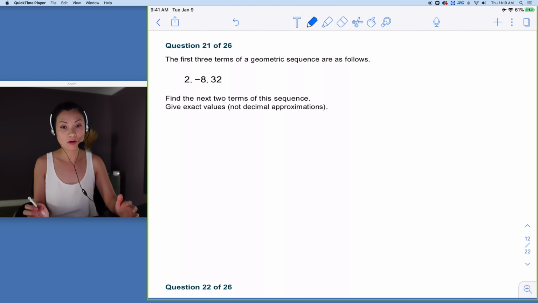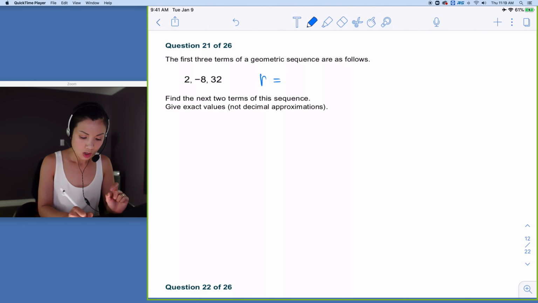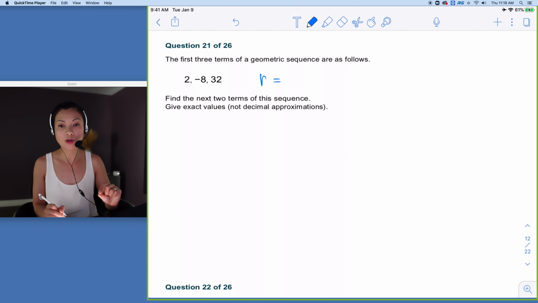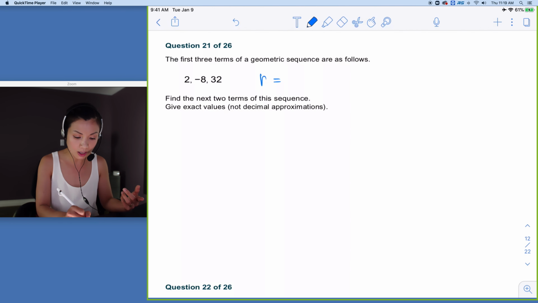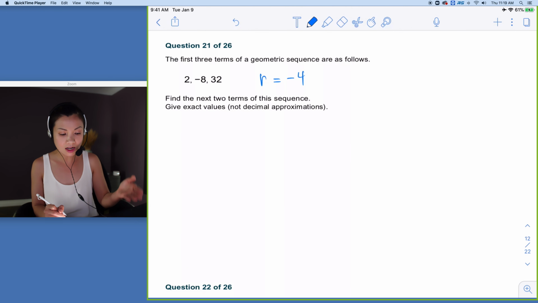So unlike arithmetic, this one we have a common ratio. The common ratio is the number that you multiply by the first term to get the second term. In this case, from 2 to negative 8, I multiply by negative 4. And then negative 8 multiplied by negative 4, I'm going to get 32.